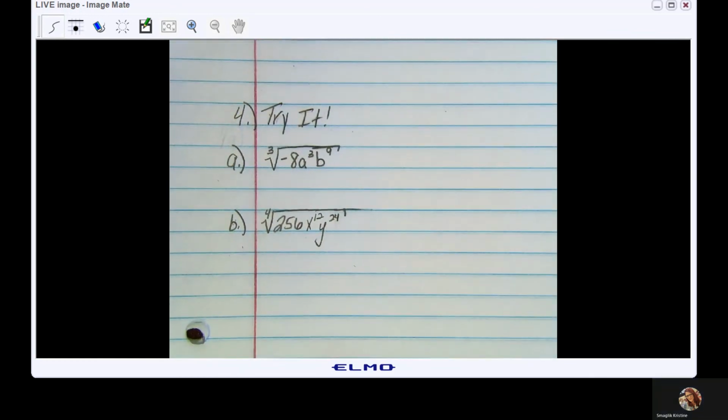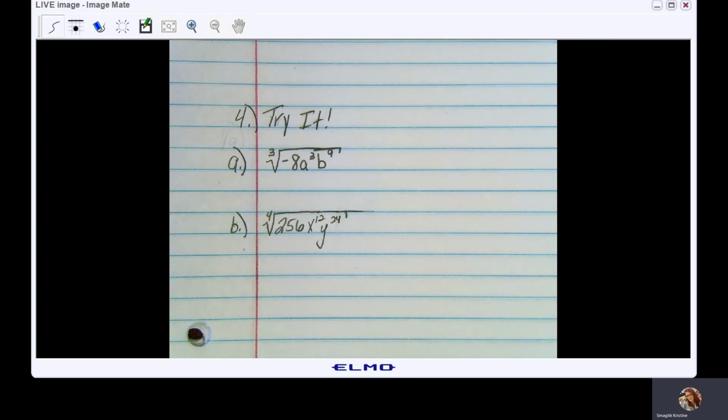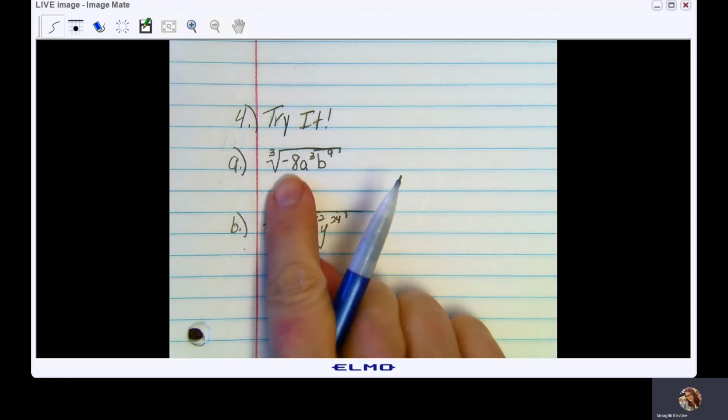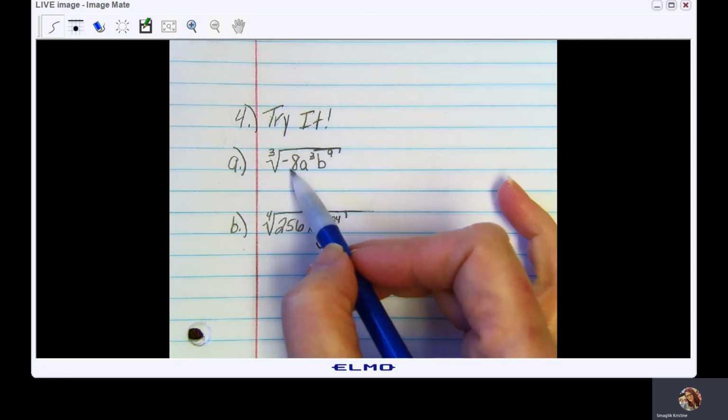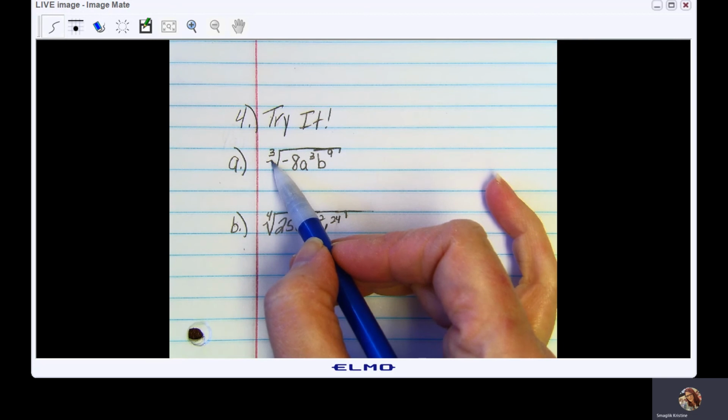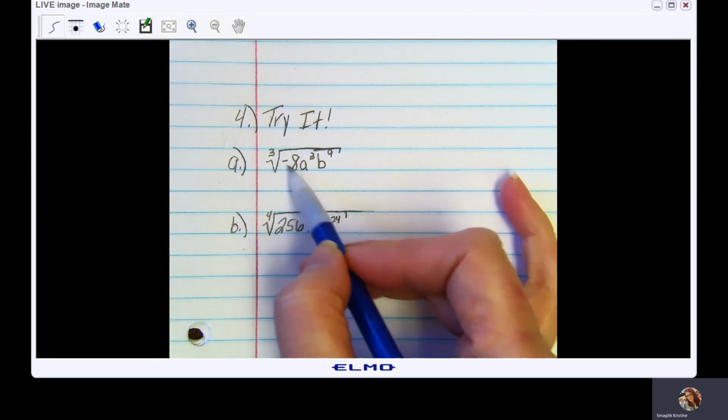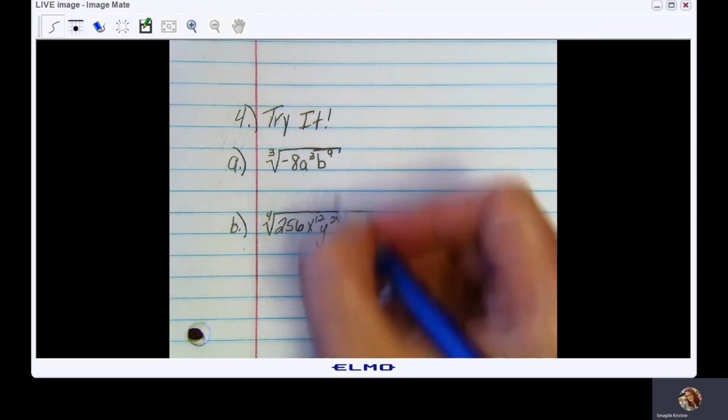Here are your triads. Go ahead, give them a shot, pause the video, and then come on back and let's check. Okay, so here we go. This might seem a little tricky because you have a negative under the radical, but again, notice you're on a cube root. Here, negatives are allowed. We don't have complex solutions here.